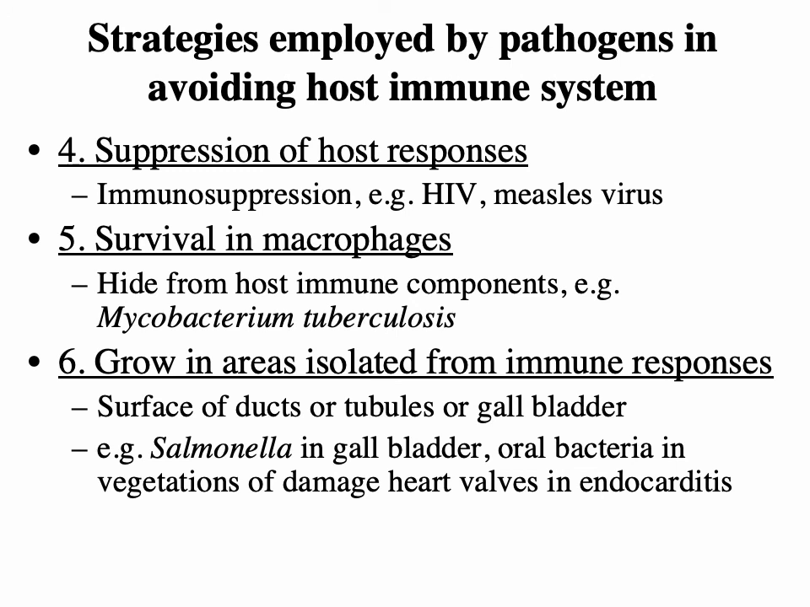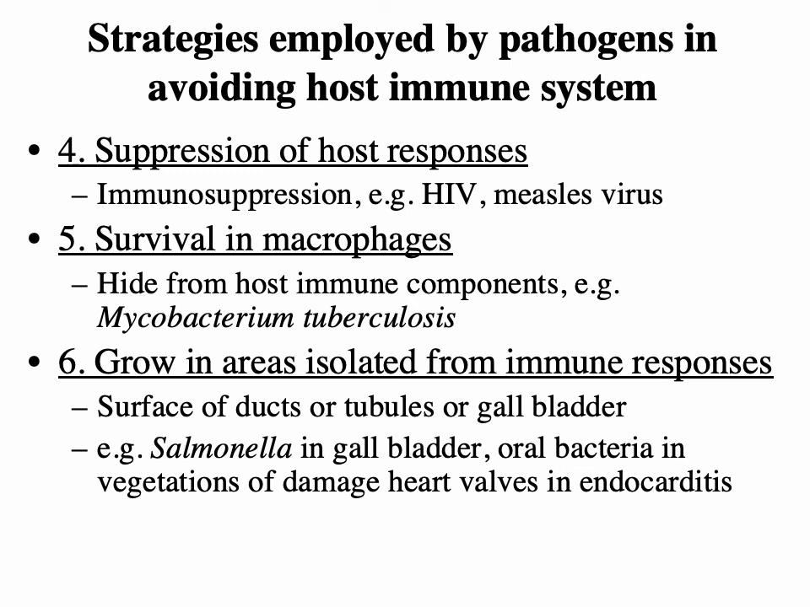That means that they are surrounded and able to hide from other immune components, like your complement, your antibodies, or other immune components. It's another white blood cell, so when they're inside one of them, they're not being exposed to other immune components. So they survive. That's one of the ways they can persist and stay there, and so they can avoid the immune system. Number six is growing in areas isolated from the immune response.